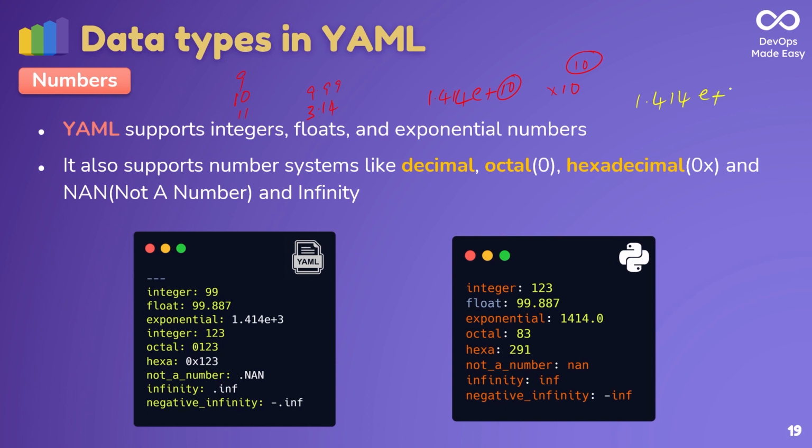Okay, e+3 means 1.4 times 10 to the power 3. So this is about the exponential part. I can also have something known as decimal numbers, starting from 0 to 9, 10, 11, 12, these things.